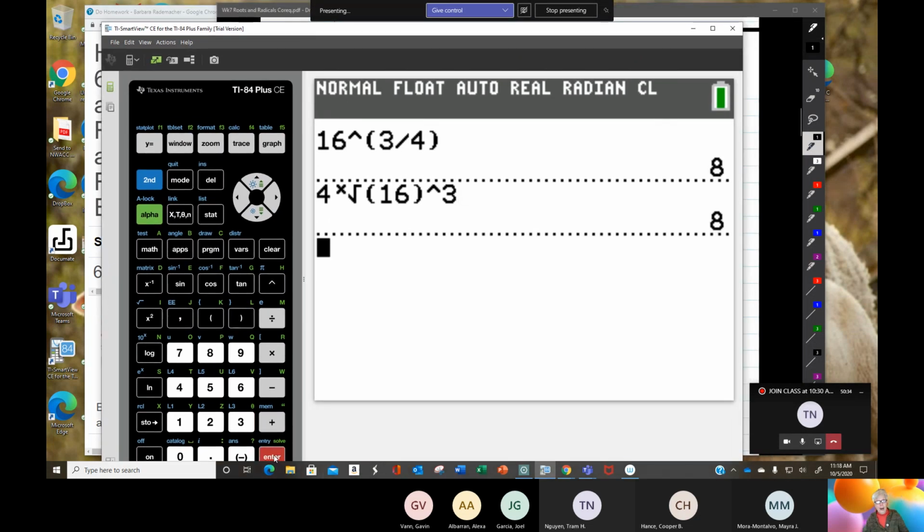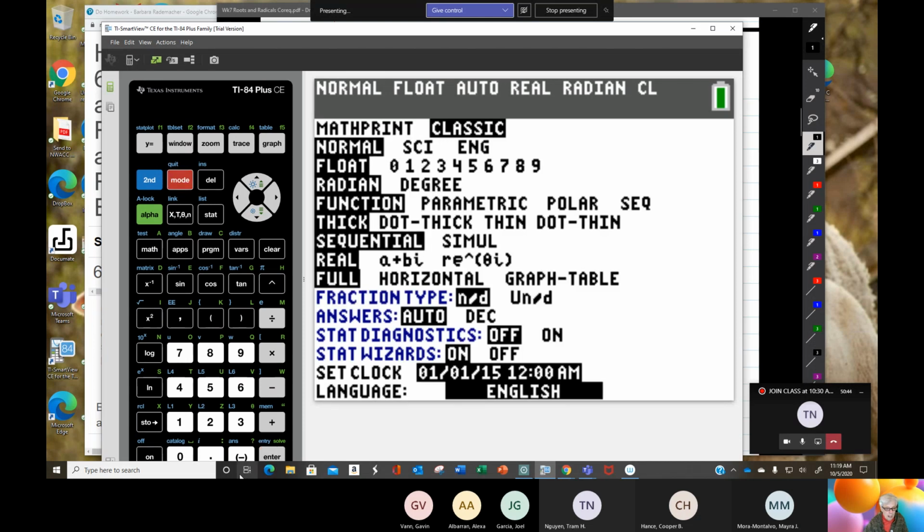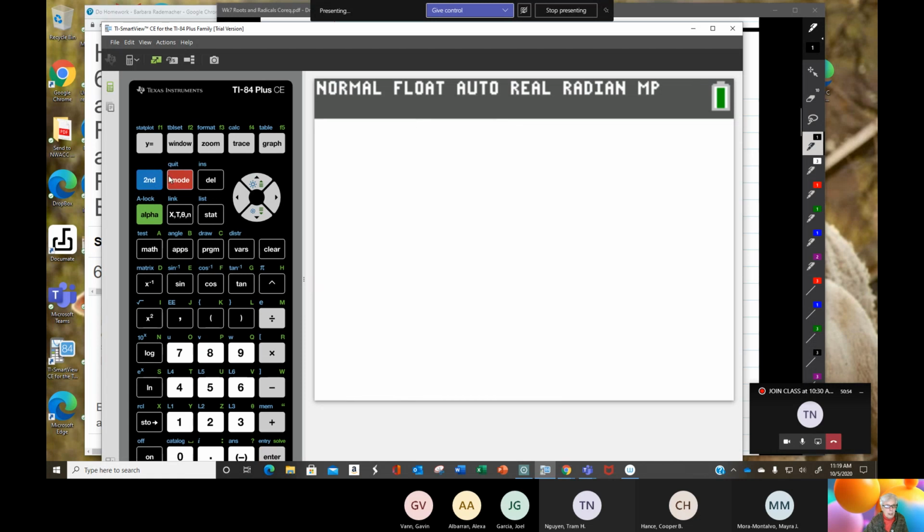What do you know? With the old operating system, that's how you would do it. With the new operating system, I am going to go up, hit enter, and then do the same problem again.